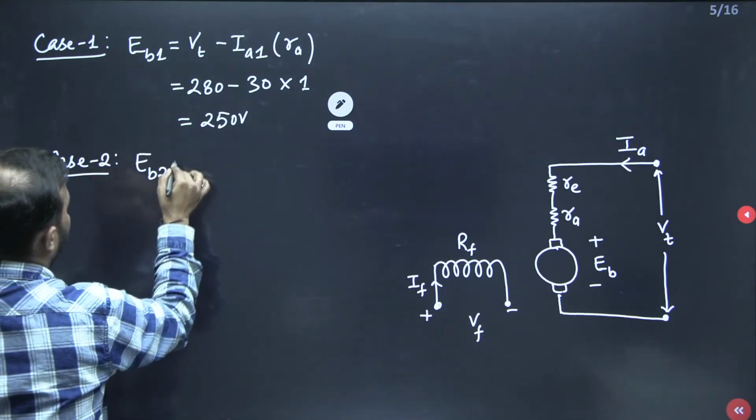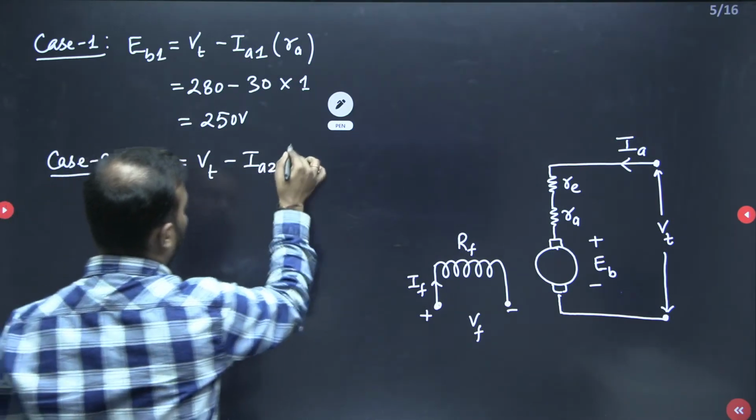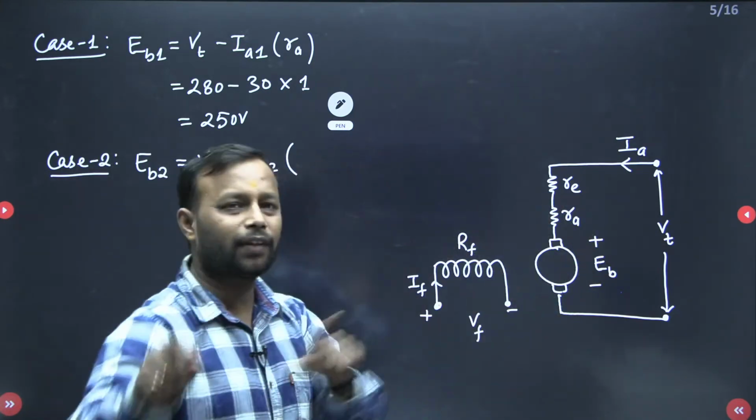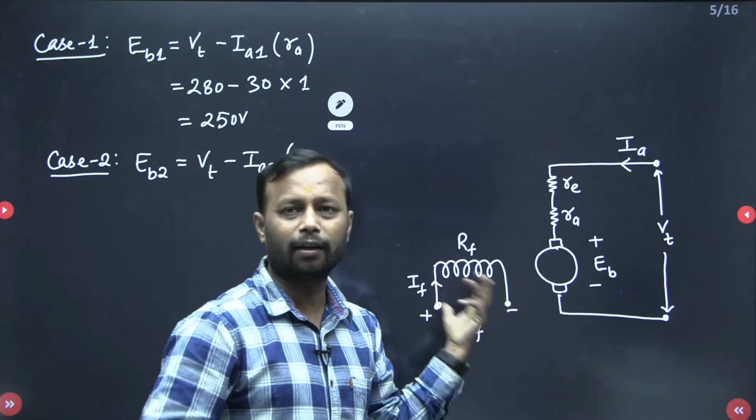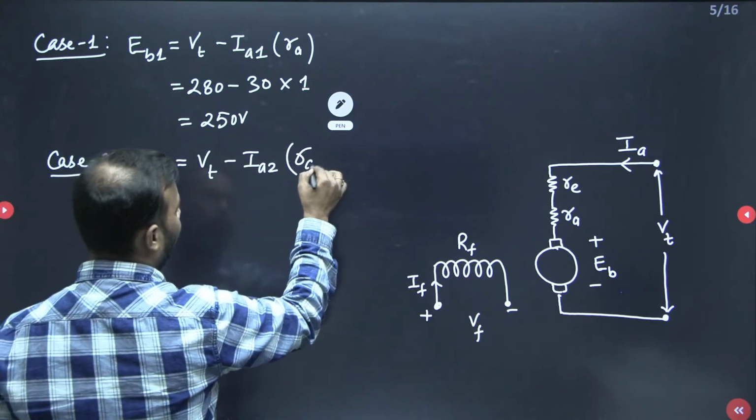EB2 is equal to VT minus IA2. Now this time we have added the resistance. Please give the answer in the chat box, whatever answer you are getting. So this is equal into RA plus RE.